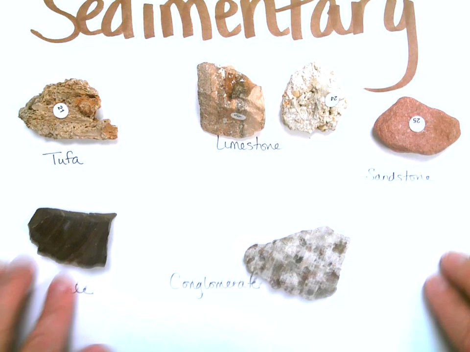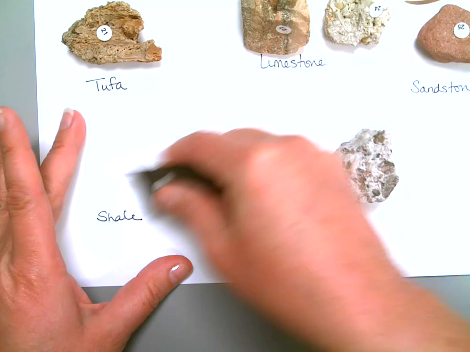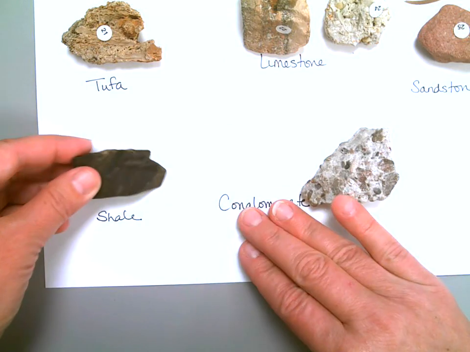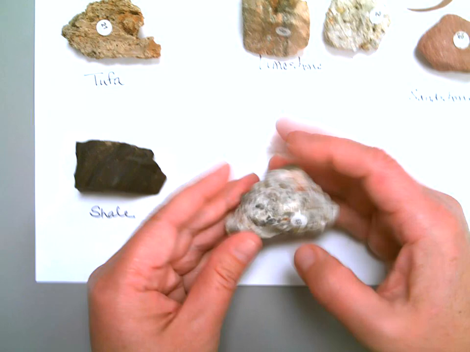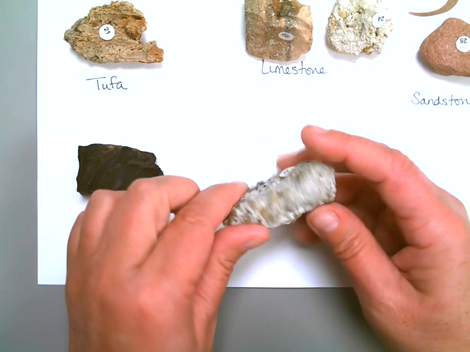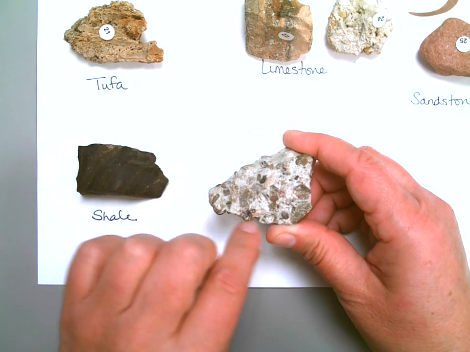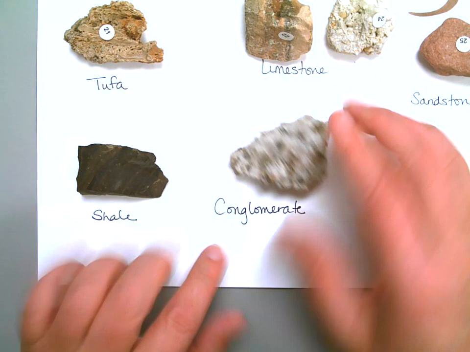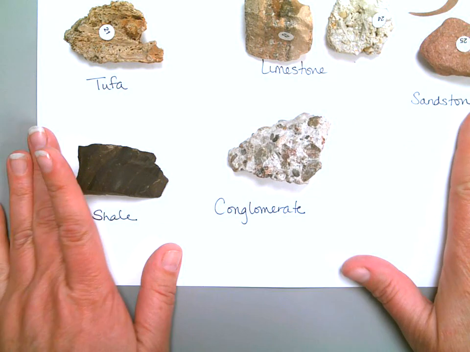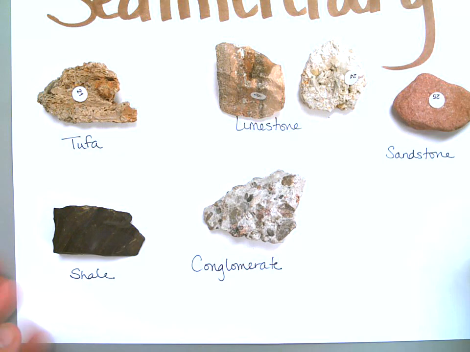And then we also have shale, which is a very soft rock. You've probably seen shale around. And conglomerate. If you look at conglomerate, you can see that there are tiny pieces of other rocks all cemented together to form one big rock. So these are your sedimentary rocks. Okay, so they're formed by erosion and compaction.